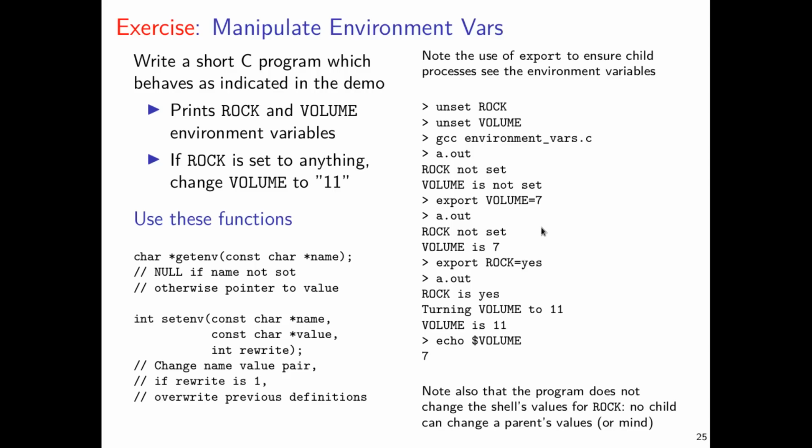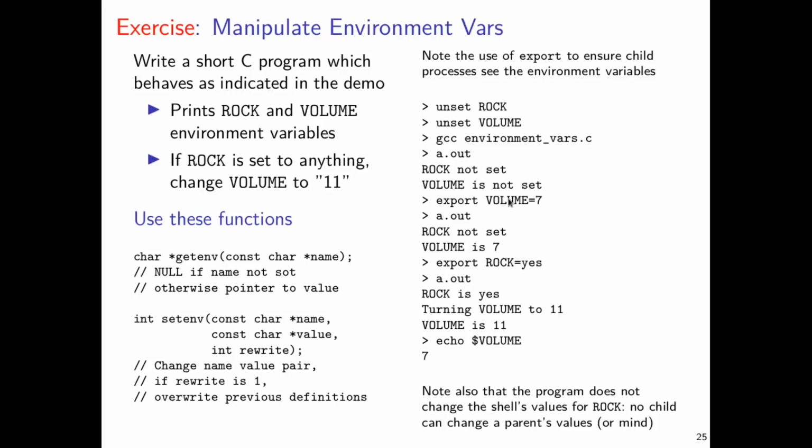A good exercise to work through, to make use of these two new functions to get environment variables and set environment variables, is to write a tiny little C program that I called Environment Vars that does the following two things. It will look for the two environment variables rock and volume and change its behavior based on that. In the event that both these are unset, and note here the shell command unset will get rid of any definition associated with the named environment variable, I'd run a.out and the program would simply report that both these things are not set.